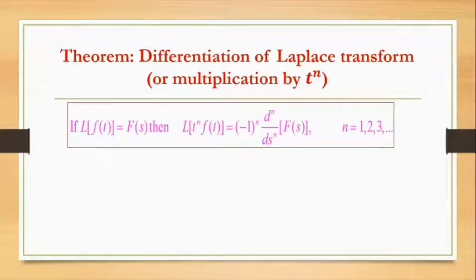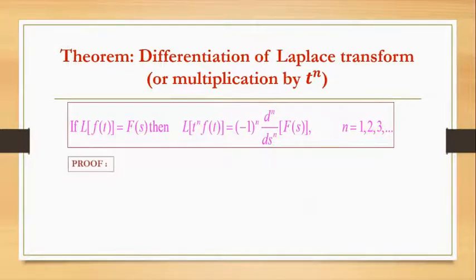Let us look into the statement of this theorem, which says: if capital L f of t is equal to capital F of s, or the Laplace of the function f of t is equal to capital F of s, then Laplace of t power n f of t is equal to minus 1 to the power of n d power n by ds power n capital F of s, where n carries the value 1, 2, 3, etc. Let us move into the proof.